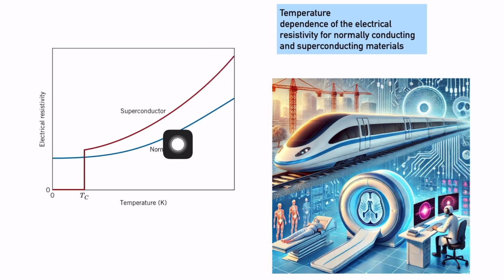So let's see the first one. For a normal metal, as the temperature decreases, the electrical resistivity also gradually decreases. So you can see as we are moving down, electrical resistivity is also decreasing. This happens because at lower temperature, the atoms in the metal will have less kinetic energy, so there will be less vibration, and that will reduce the scattering of electrons, allowing them to flow more freely within the metal.